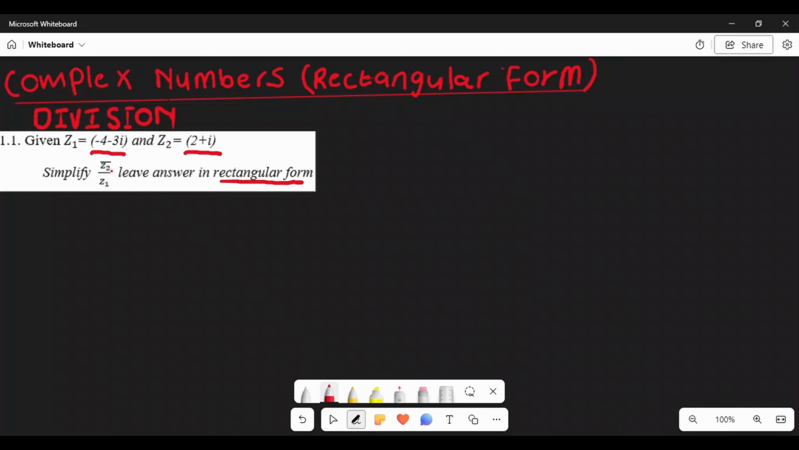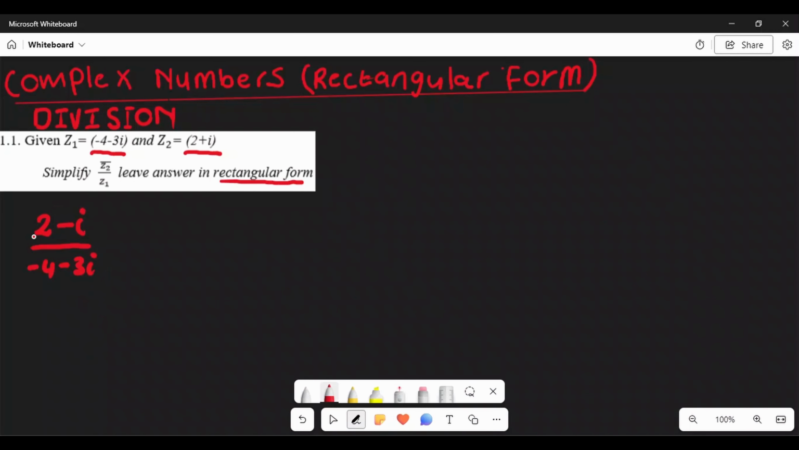So the conjugate of z2 is going to be 2 minus i. Remember, we only change the sign of the imaginary number, and then we divide by z1. So z1 is negative 4 minus 3i.